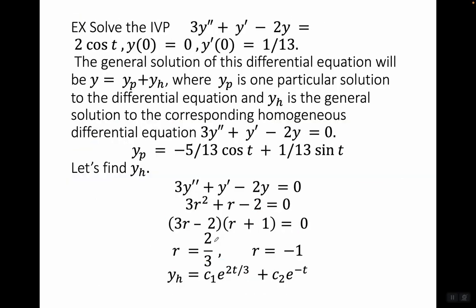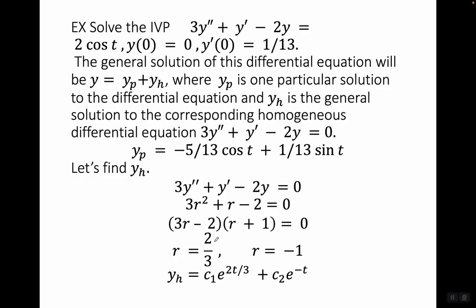Okay, so now let's solve the initial value problem. 3y double prime plus y prime minus 2y equals 2 cosine t. y of 0 equals 0. y prime of 0 equals 1/13. This is the same differential equation we just solved a moment ago, but now we have these initial conditions.